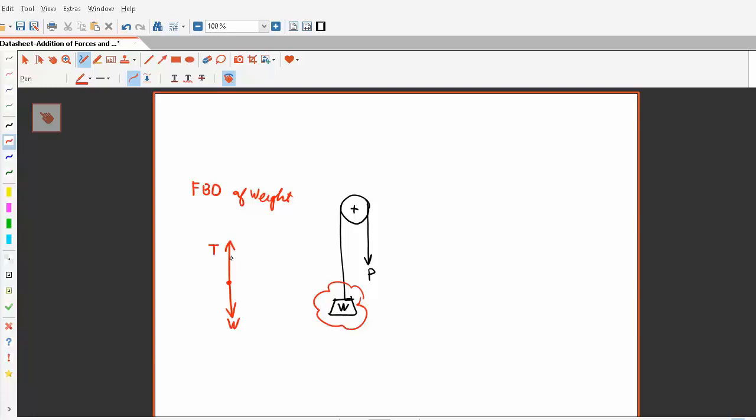So we can see that these two forces need to balance out. Therefore the tension is equal to the weight of the water bottle. Now, if the tension in the string is unchanged as it wraps around the pulley, then we expect P to be equal to the weight of the water bottle. P is the reading on the spring scale.